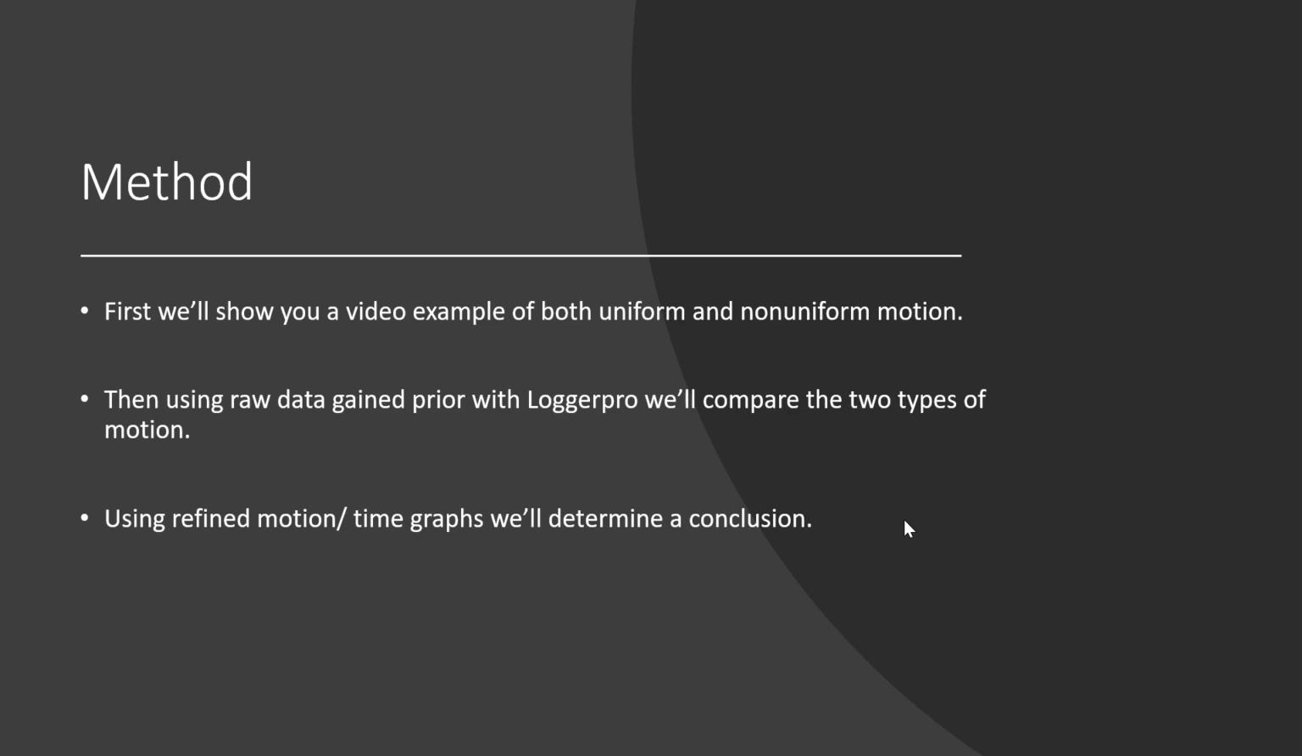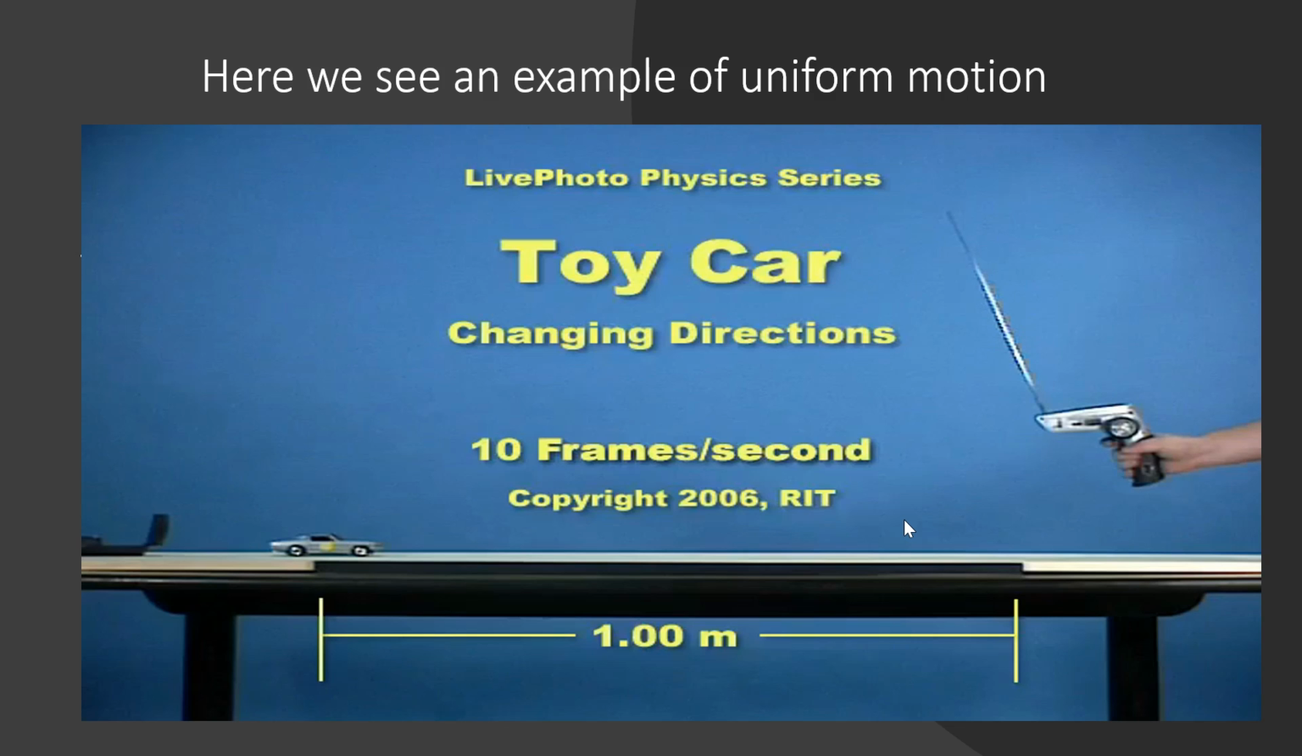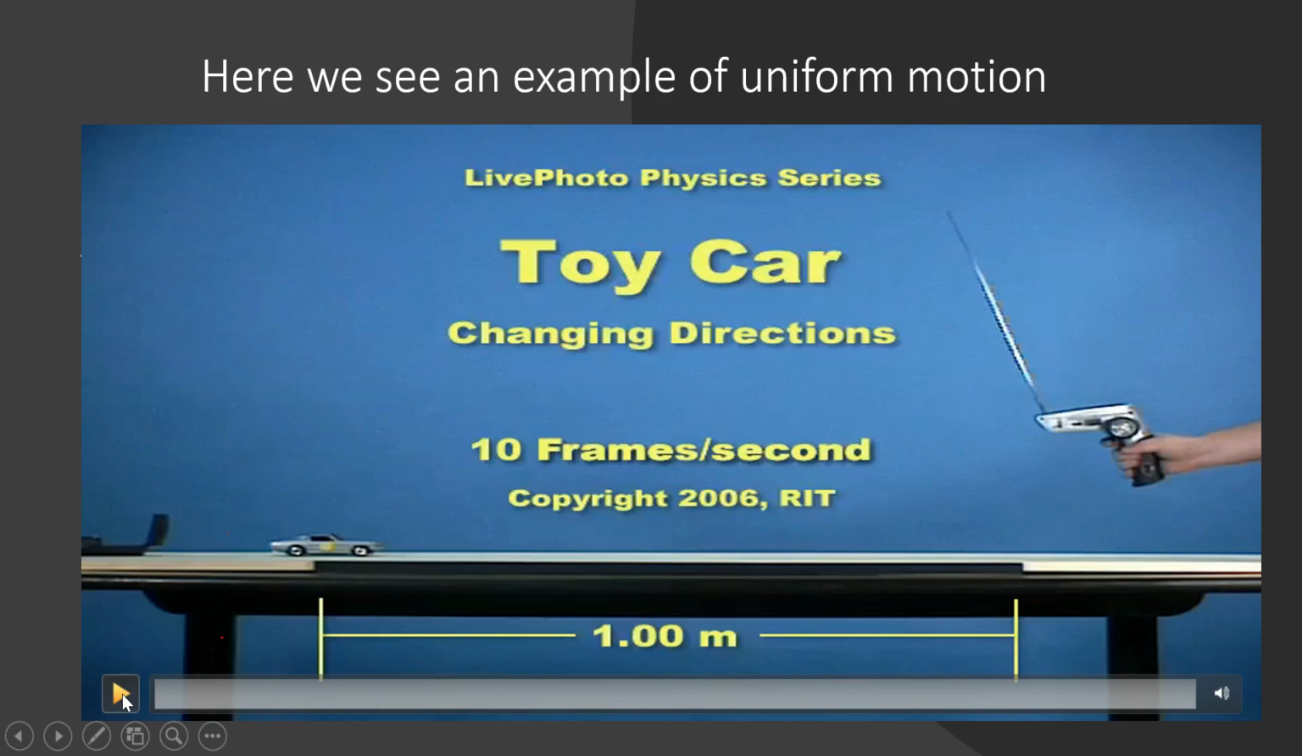All right, so first we're going to show you a video example of both uniform and non-uniform motion. Then using raw data gained prior with Logger Pro, we'll compare the two types of motion. And then using refined motion and time graphs, we'll determine an actual conclusion. So here we're seeing an example of uniform motion. And let me get this playing for you.